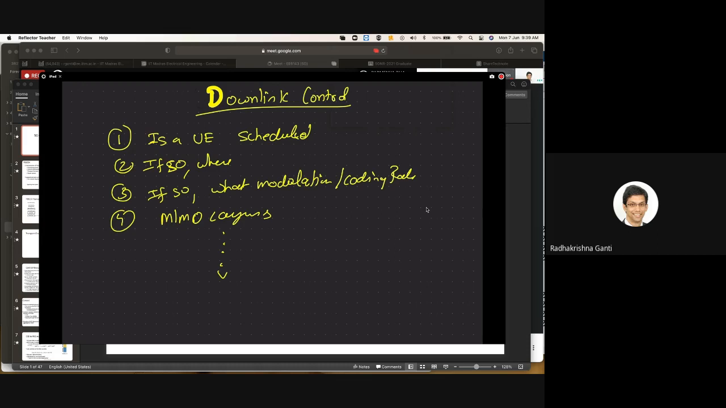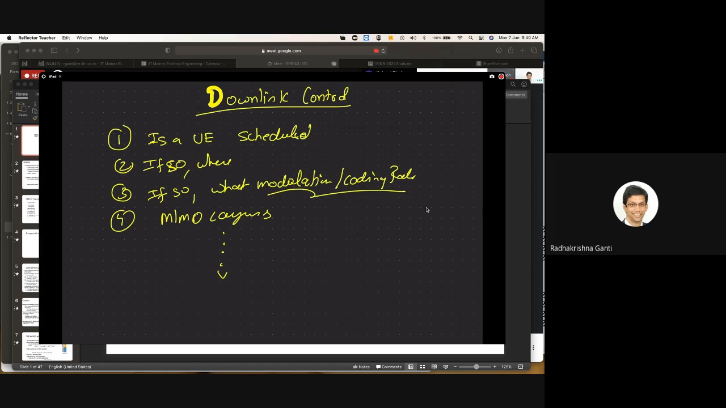I think format should also be written here. If so, where? If so, what should be the format of the information? Yeah, that is modulation and coding. Okay. So this includes, yeah, this is modulation and coding.